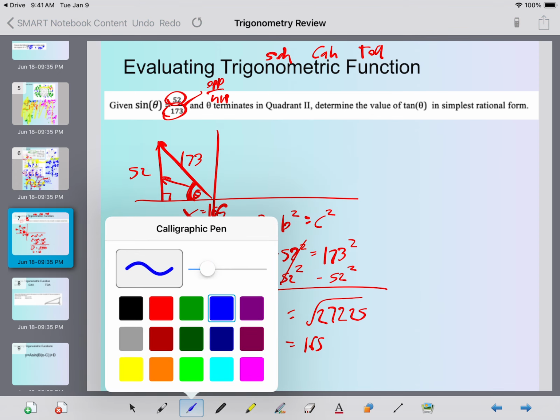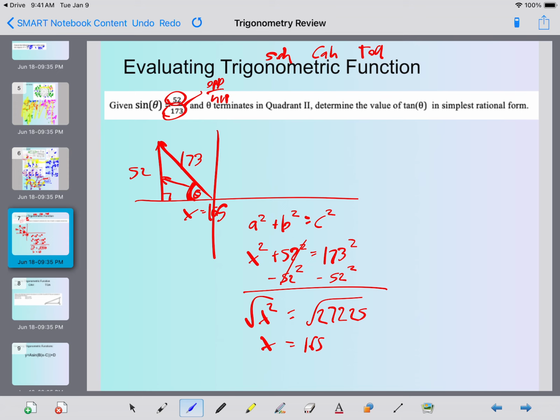So now, tangent in SOHCAHTOA, tangent is opposite over adjacent. So your opposite side, we said, was 52. Your adjacent side is 165. Are we done? No, right? We found tangent of the reference angle, not what this original unknown angle is, right?